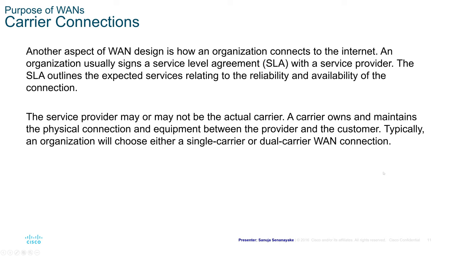A dual carrier situation could be that you have Shaw Cable and Rogers both providing internet services to your large company, so that you have them against each other in case of a failure of one of them, and you will have service level agreements with either or both of those organizations to make sure that the services are provided to your organization accordingly. So that's an aspect of WAN design that you need to take into consideration if you are a network engineer.